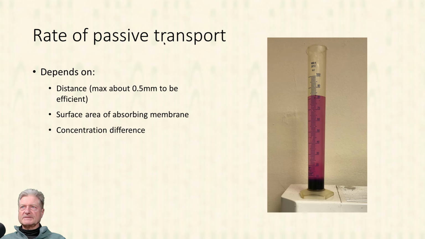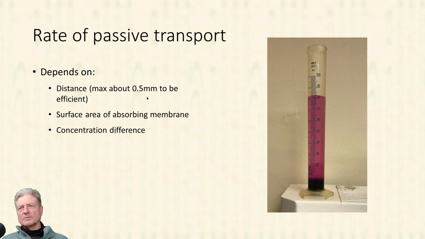The rate of passive transport depends on the distance, the surface area of the absorbing membrane, and the concentration difference. So in these tissues where passive transport is important, the transport is happening over very small distances. For example, in the lungs, carbon dioxide and oxygen are diffusing across just 2 or 3 cell membranes with almost no cytoplasm in between. They've got high concentration versus low concentration on either side and a very, very high surface area.